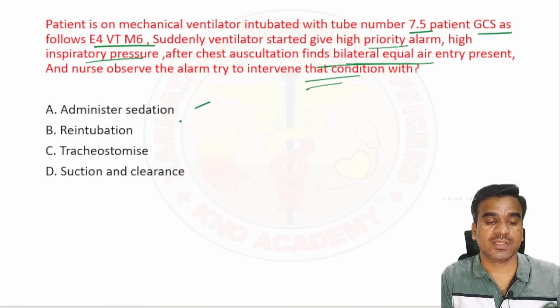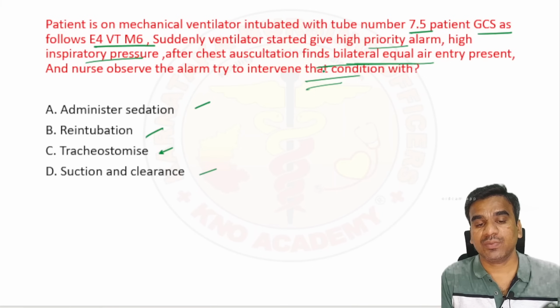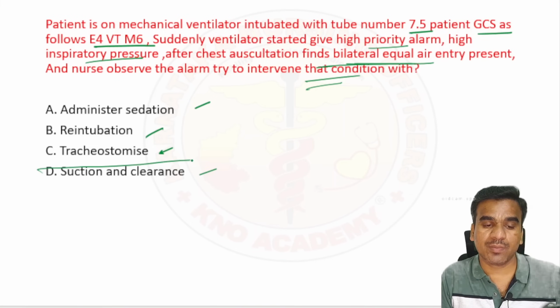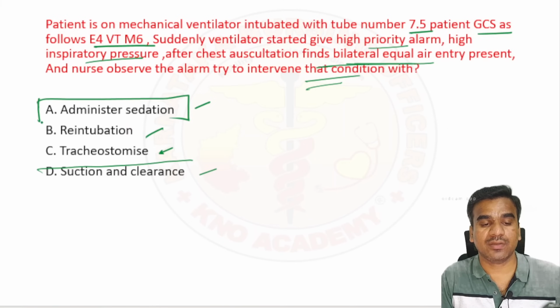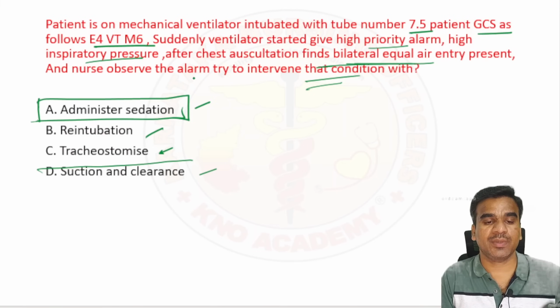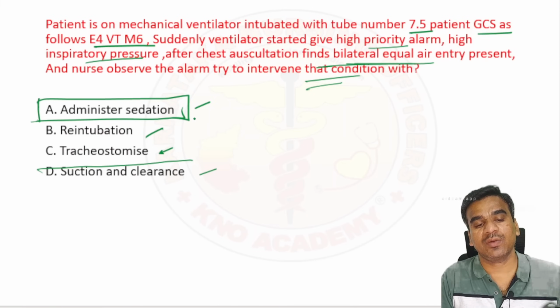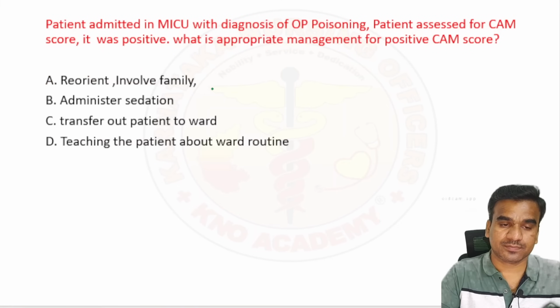Okay, administer sedation, reintubate, tracheostomy not indicated now. Okay, then suction and clearance. Suppose if bilateral air entry is not equal, suction is the priority. Okay, but air entry is there. So administer the sedation is the right answer. We have to sedate him. The patient is not coping with the ventilator, that's why the high pressure alarm is coming. So we have to administer the sedation.